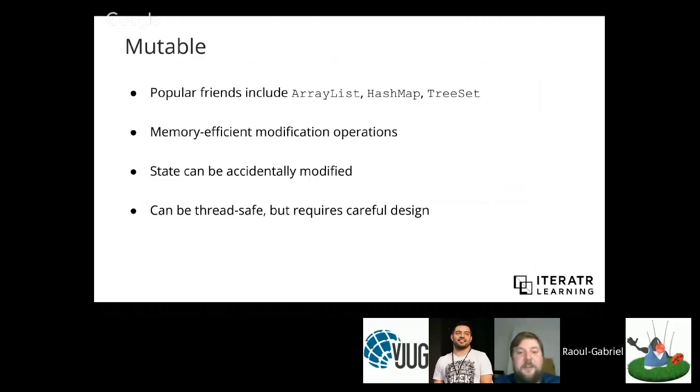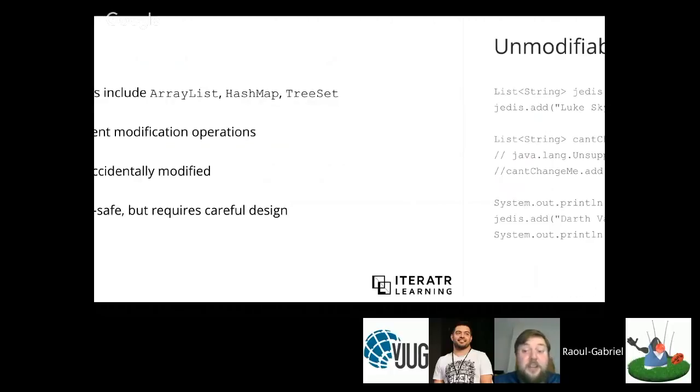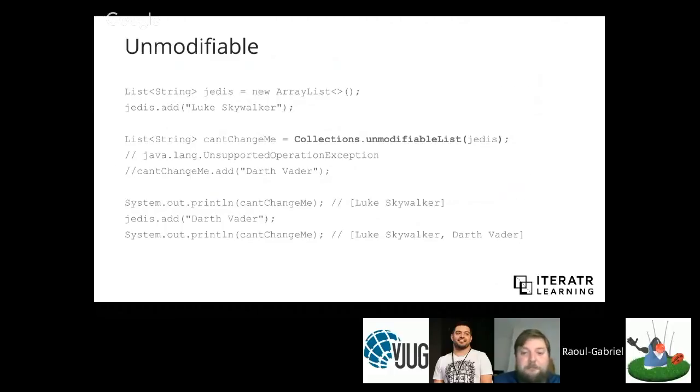Yes, that's true. So already we have these existing mutable collections, as we say, ArrayList, HashMap, TreeSet. They're pretty memory efficient. And as we say, you can have thread-safe mutable collections like ConcurrentHashMap, but you need to be careful in your design of them. So usually those are things that are shipped in the libraries.